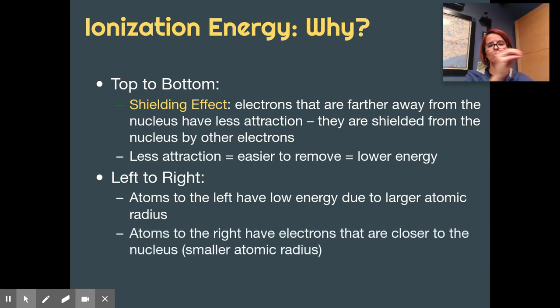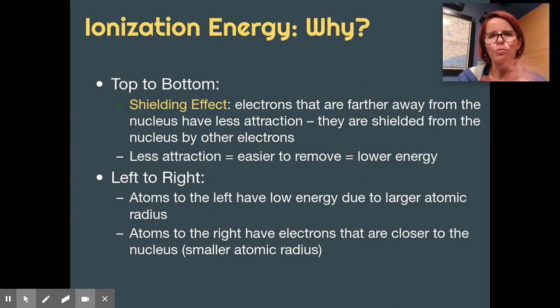However, as you start moving across, remember that the atomic radius starts getting smaller and smaller because we're adding a proton each time. We're adding an electron and a proton with each move over in the periodic table, with each new element. And so that means that you are making the nucleus stronger and stronger and stronger. It's pulling those electrons in closer and closer and closer, and then it gets harder and harder to pull those electrons off. So imagine a stronger and stronger magnet.